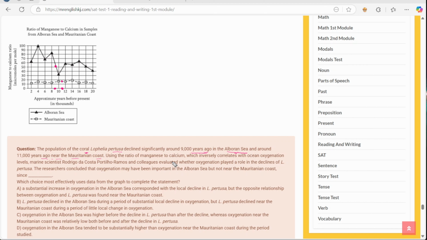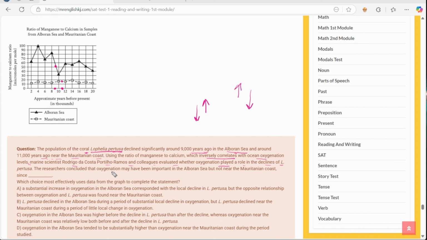Now, using the ratio of magnesium to calcium, which inversely correlates, inverse means oppositely relate, with ocean oxygenation level. Meaning to say, when magnesium calcium rise, oxygenation falls. When magnesium calcium fall, oxygenation rises. Okay. So scientists and colleagues evaluated whether oxygenation played a role in declines of Albertusa.